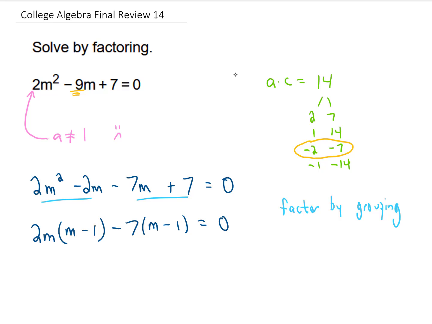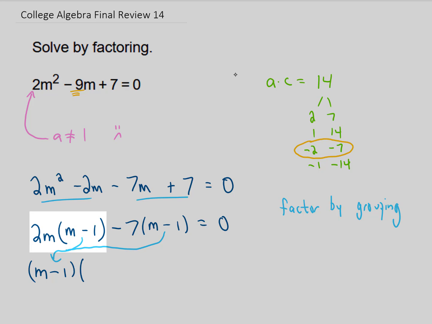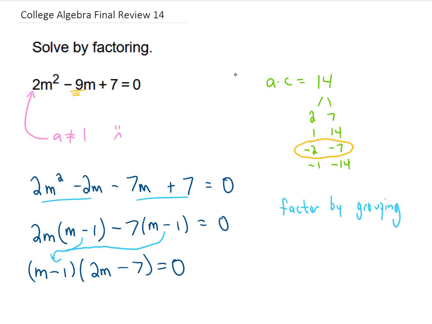Now, if we've done everything correctly, we should get the same factor here and here. Notice we have an m minus 1 on each of these two terms. What we can do with that is then factor that m minus 1 out of each of those two terms. When we take that m minus 1 factor out of this first term, we're just left with a 2m. When we take the m minus 1 factor out of this second term, we're just left with a -7, and that is how we factor a trinomial that has an a value that is not 1.